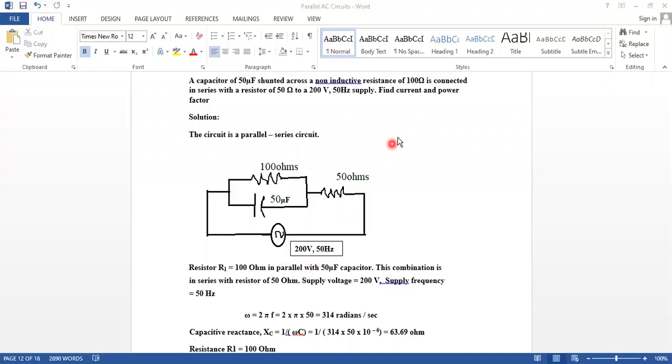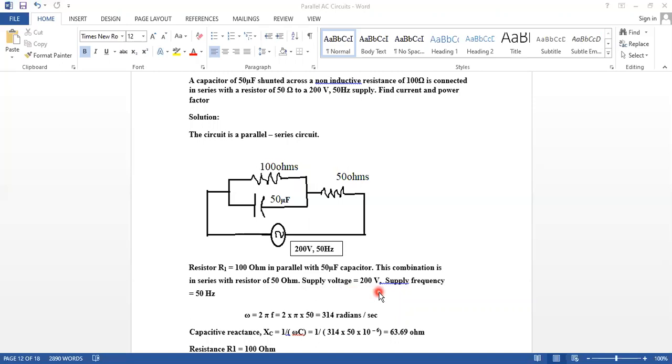Fine. Now we need to find out what is the current and the power factor. Current in the sense it is a total current. If they don't specify a branch, it means the total current. Okay, so this is a parallel series circuit. Now first write down the given parameters. Resistance R1, which is connected in parallel with 50 microfarad. Now this combination again in series with 50 ohms.